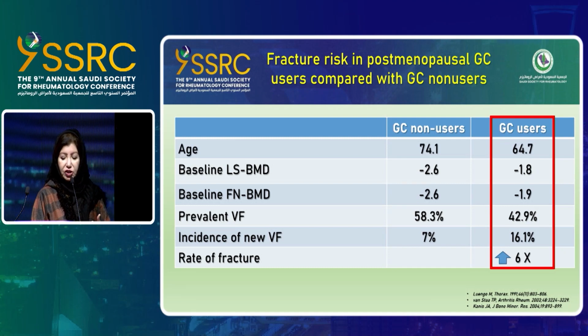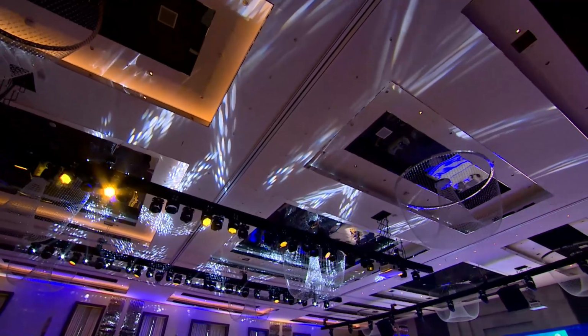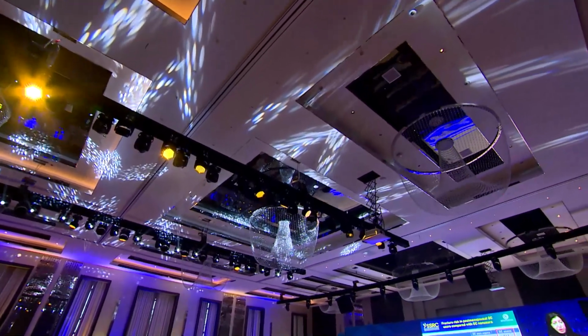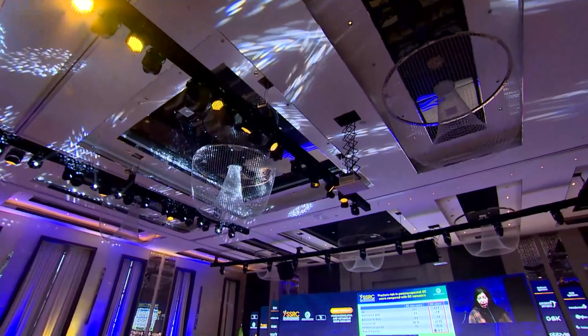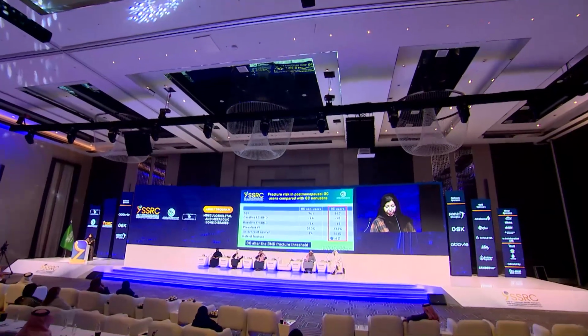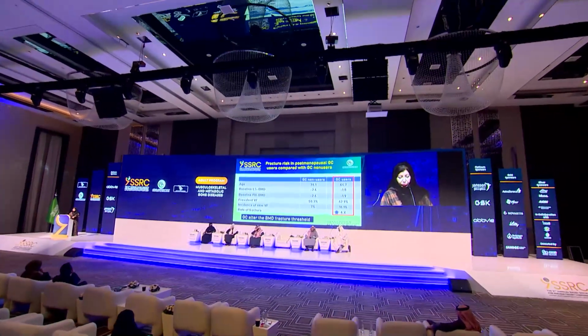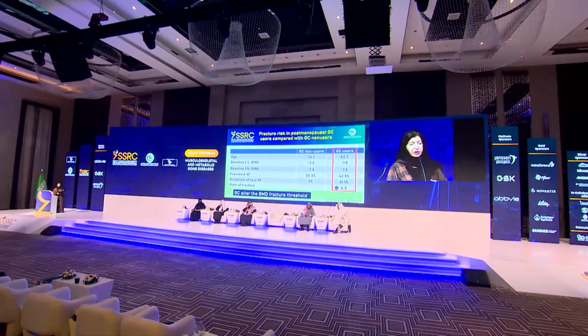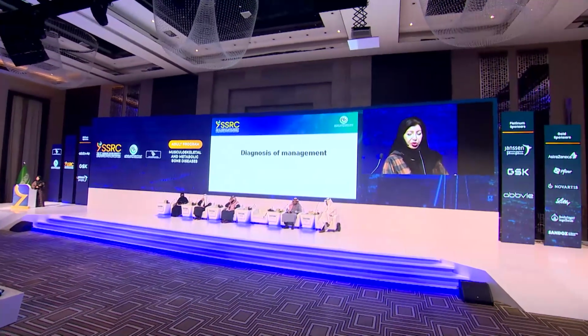Now, fracture risk in patients on steroids, compared to patients not using steroids, happens mainly because steroids alter the bone density fracture threshold. So these patients tend to fracture at a younger age, at a lower baseline femoral neck and lumbar spine bone density, with a smaller number of prevalent fractures. They have a much higher risk of a new vertebral fracture, and in general, the risk of fracture is increased by more than 6 times.